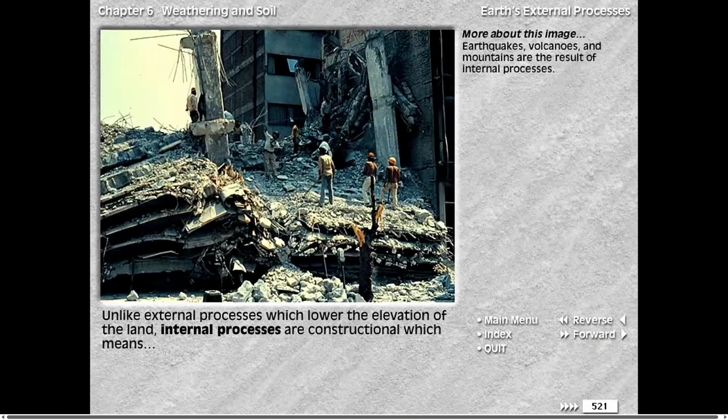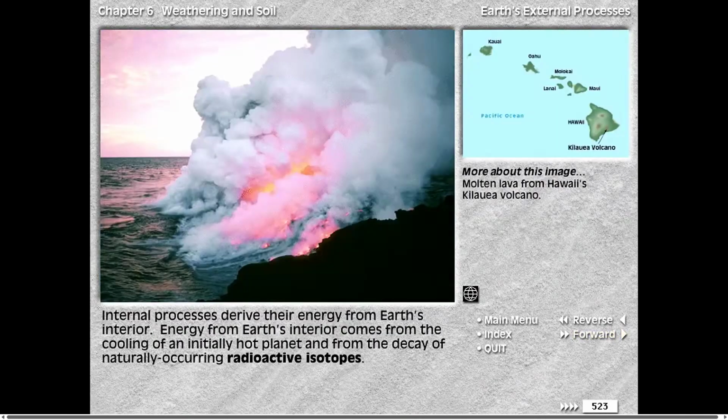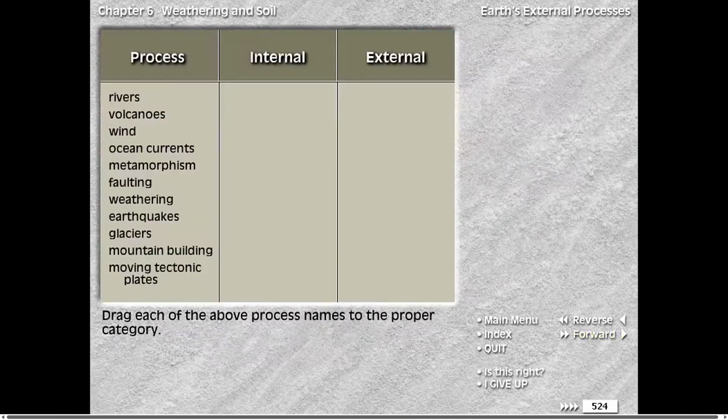Unlike external processes, which lower the elevation of the land, internal processes are constructional, which means these processes increase the average elevation of the land in opposition to gravity. Internal processes derive their energy from Earth's interior. Energy from Earth's interior comes from the cooling of an initially hot planet and from the decay of naturally occurring radioactive isotopes. Drag each of the above process names to the proper category.